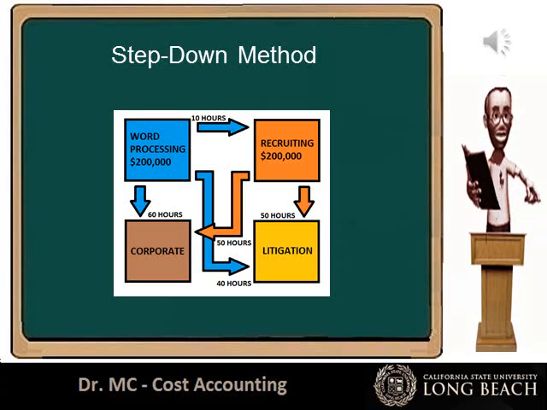In our example, assume that the word processing department goes first. It allocates its costs to recruiting, corporate and litigation, and then it drops out of the allocations. Recruiting then allocates its costs to corporate and litigation. Recruiting does not allocate any costs to the word processing department.